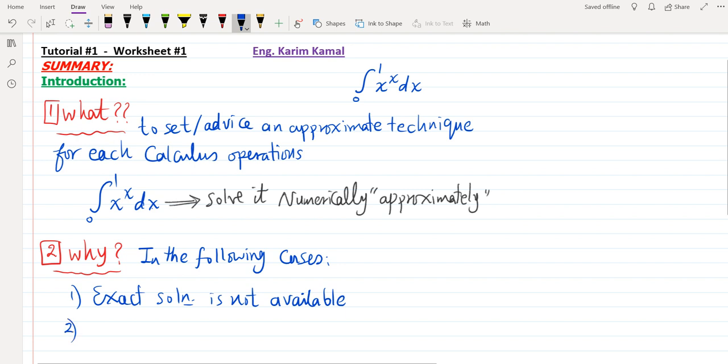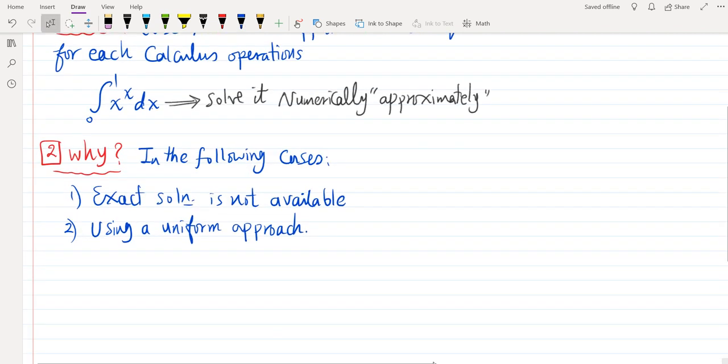Second reason why we use this course, using a uniform approach. Instead of not solving a problem, you can solve it numerically in order to get the solution, but approximately, not exact.